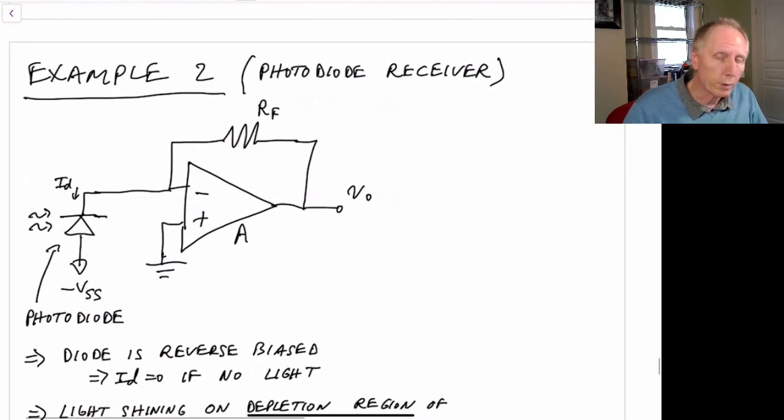As another example, that's a case where our input impedance becomes very, very large as A goes to infinity. It becomes infinite as A goes to infinity, and as A becomes large, the input impedance becomes very large.